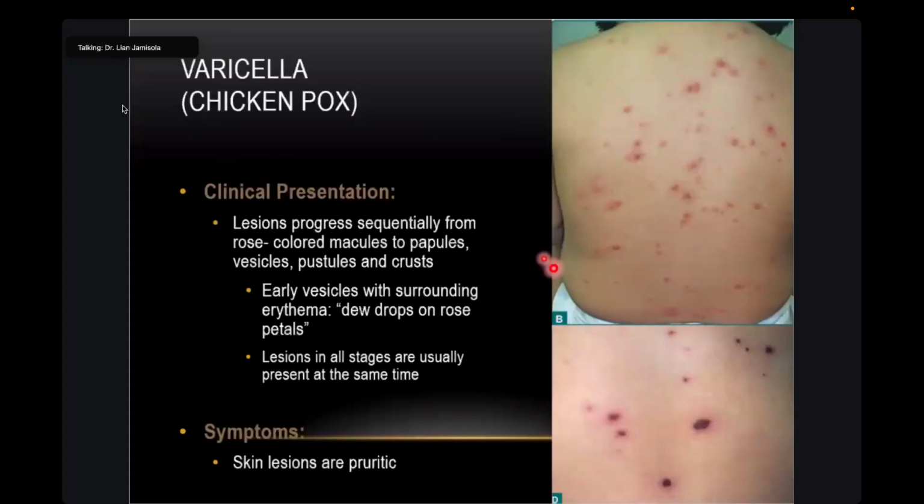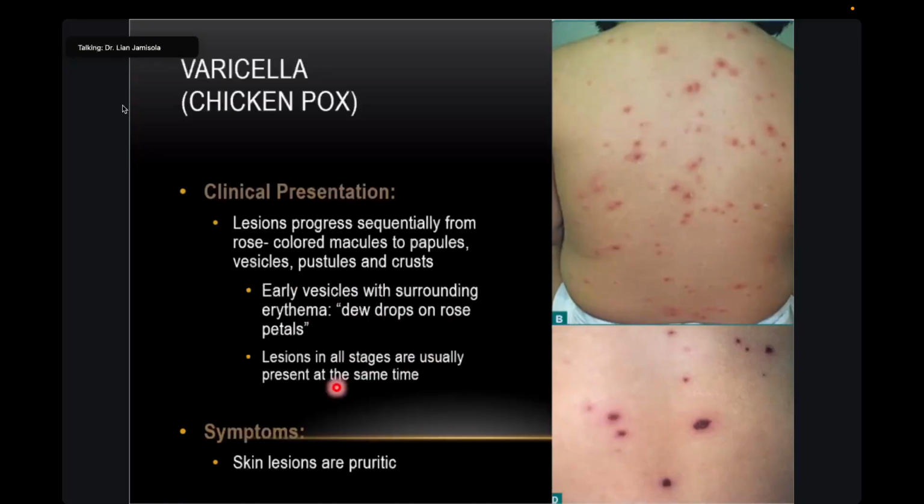So these are your clinical presentations. They progress sequentially from rose-colored macules, magsimula lang siya na macule, to papules, and then there will be vesicles. Eventually, there will be pustules and crusts. So the vesicles, yan yung pinaka-characteristic niya. We call that dewdrops on rose petals. So you have clear vesicles on top of an erythematous base. So remember, dewdrops on the rose petals.